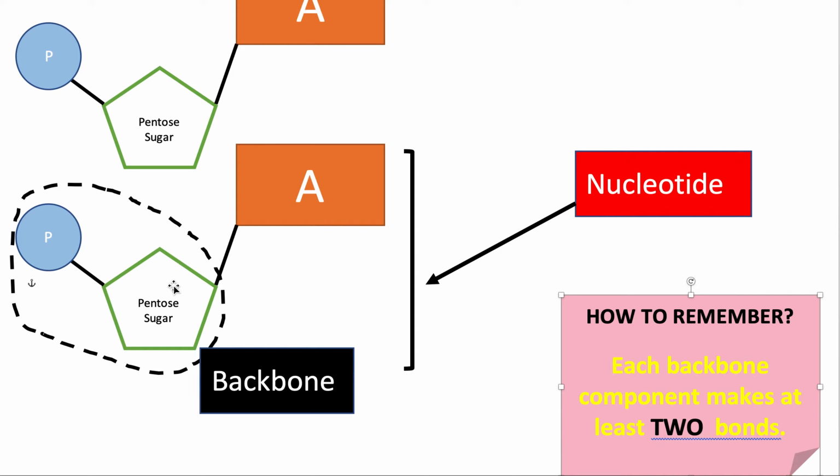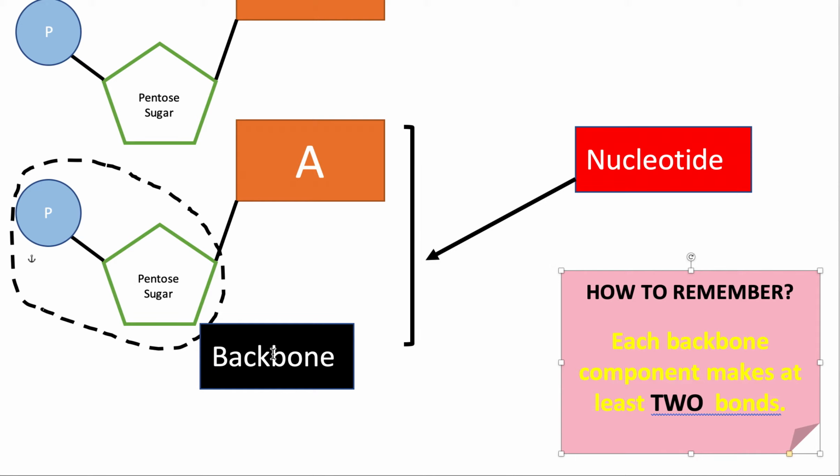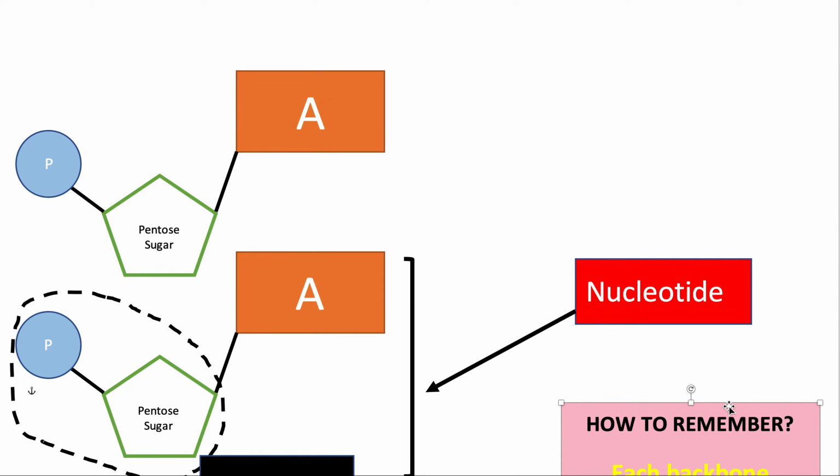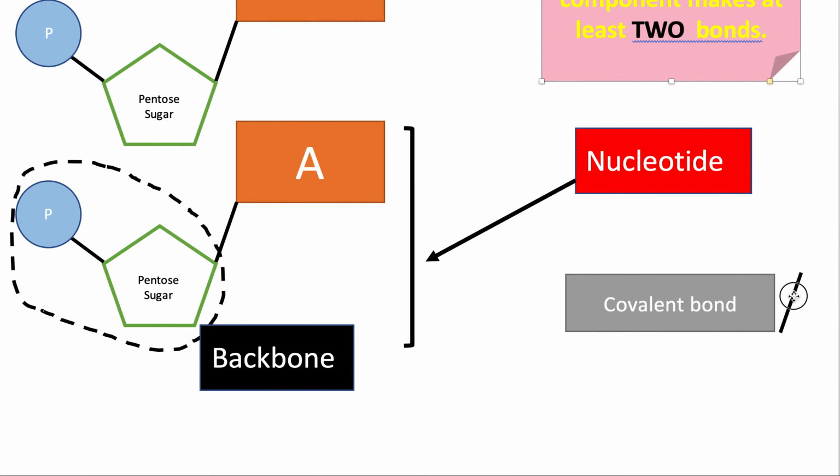Right now we can see that the pentose component already has 2 bonds, one to the phosphate and one to the base. So to complete this bonding, the phosphate needs to make a bond, because right now it only has 1, and we said at least 2 bonds. Let's bring this up here. That's a good way to remember it. So this phosphate is going to need to connect. Now it has 2 bonds, but where does it connect to?